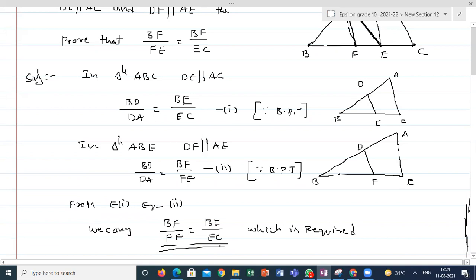Understood how I proved? Yes, sir. A side is common to both the triangles, based on that we are splitting into two triangles. For understanding purpose, I drew these two triangles separately, but in examination, it is not required. No one will ask you to draw those two triangles separately. Clear? Shall we move to the next one? Yes, sir.